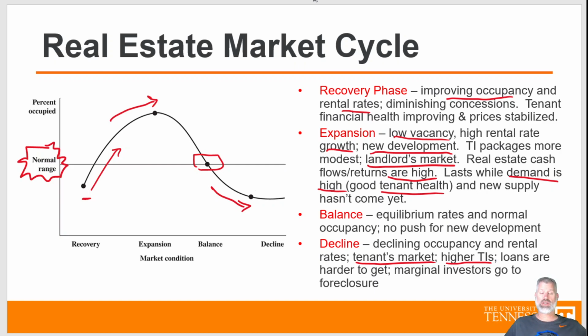Getting a loan, if you're trying to buy real estate, is going to be tricky because banks are going to be scared off by what's going on in real estate. Loans are going to be hard to get from lenders. They don't like real estate. Real estate has fallen out of favor at this point in the cycle.